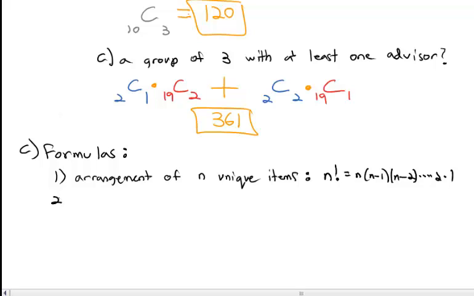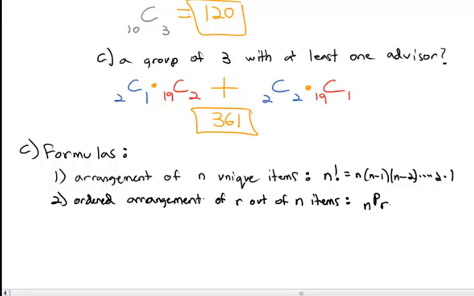Now, if we didn't use all of them, and we just want an ordered list, an ordered arrangement of r out of n items. So we're not using all of them, we're using just maybe 5 out of 7. That is the nPr, because the order matters, it's a permutation. And that formula was n factorial over n minus r factorial.